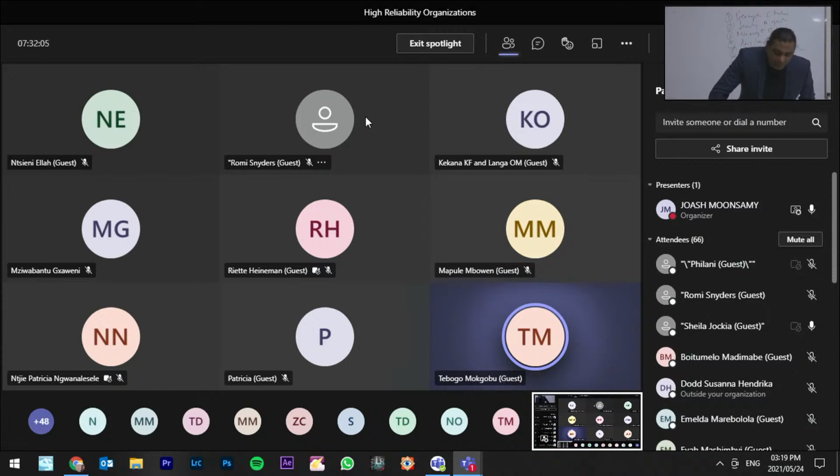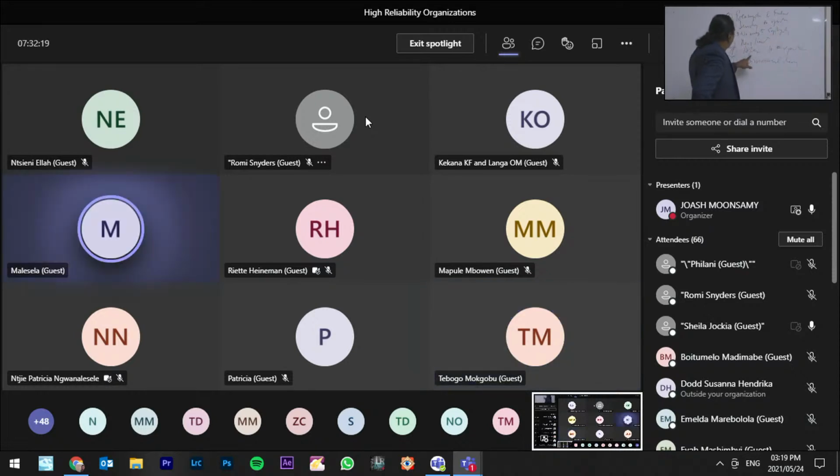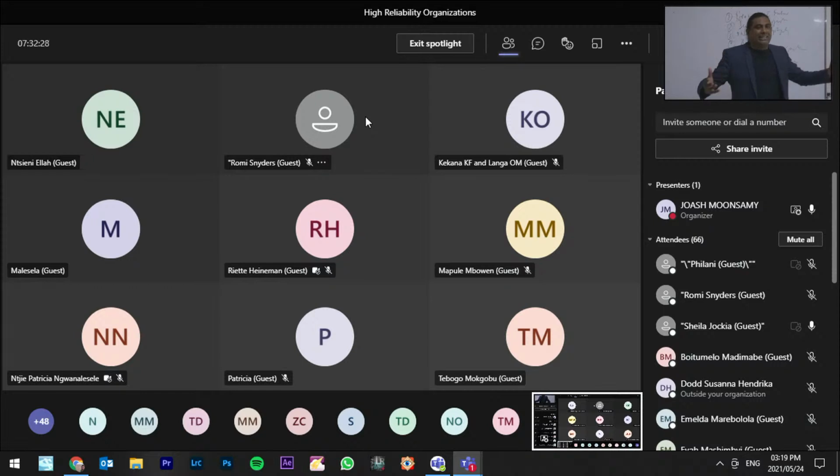I understood that well. I was referring to resilient. Sorry? Number 5, referring to resilient. Resilient, the number 5 characteristic. Number 5 is defer to expertise. Number 4 is resilient. Now the order doesn't matter, but these are the 6 things. I'm not sure, what is the question, Teboho?